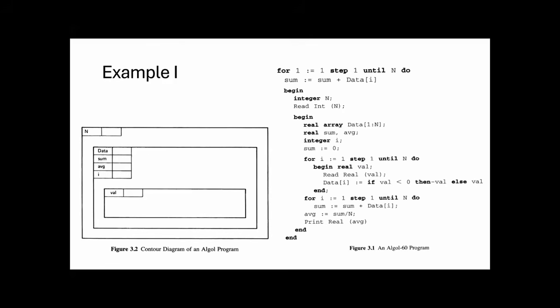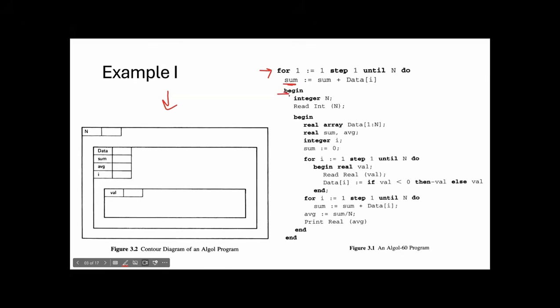So to have an example here, this is an example from the book, so you can go back to the book if you want to understand more about this example. But what we have here to the right is our program, and to the left is the contour diagram for our Algol program. So basically, we have a for loop that we are defining here. Inside the for loop, we have a sum variable.